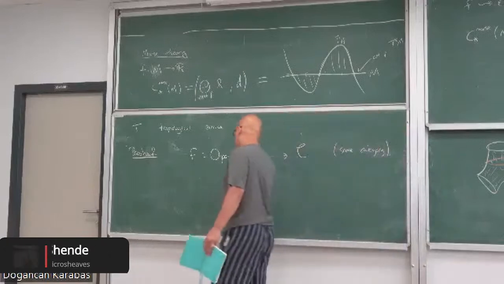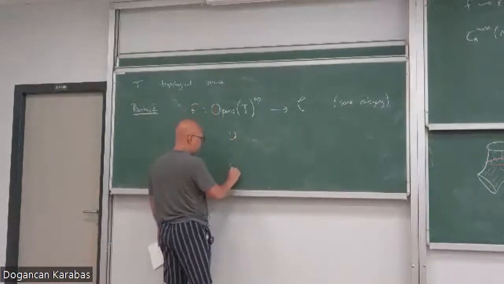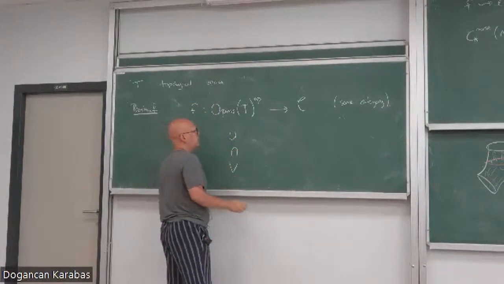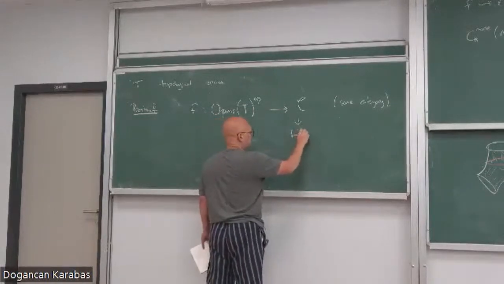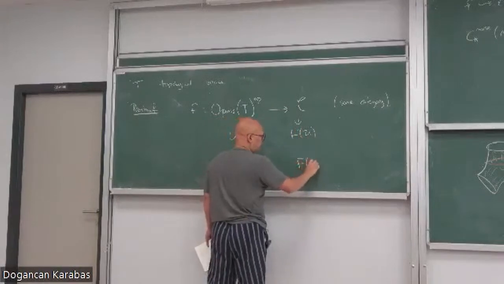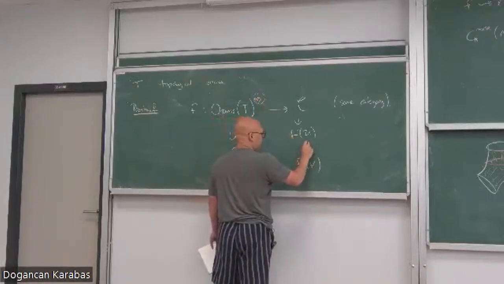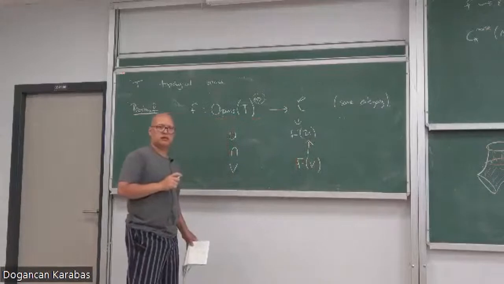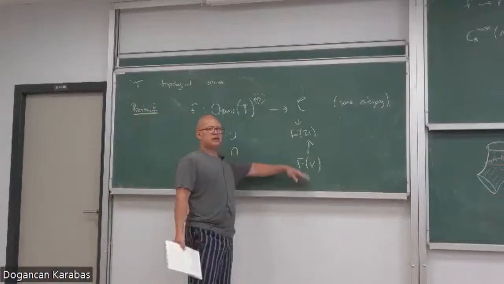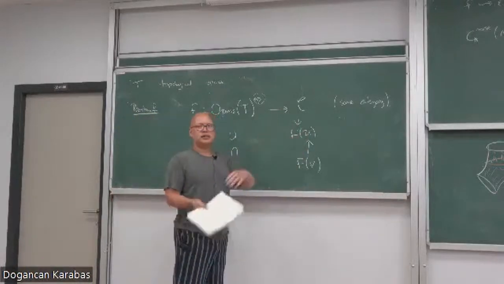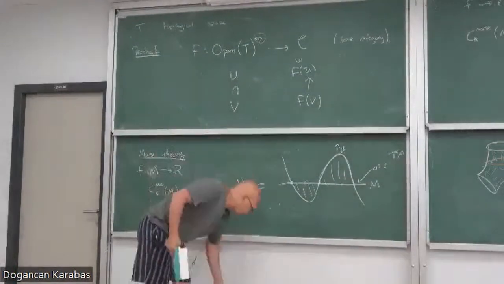And well, what does that mean? It means that if I have an open set U in T, and an open set V in T, and maybe U is contained in V, then I get elements of C called F of U, F of V, and this op means that the map goes this way. Okay, so that's what it means to be a presheaf. And this word functor means this is compatible with including open sets in other open sets and so on. So that's a presheaf, and maybe I should give some examples.